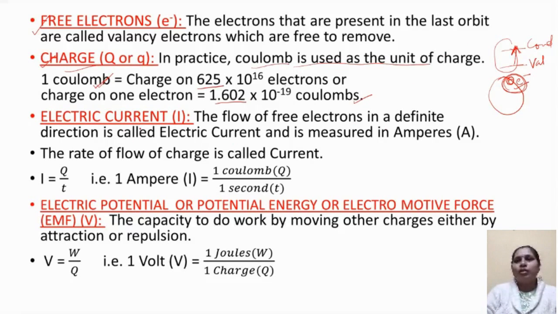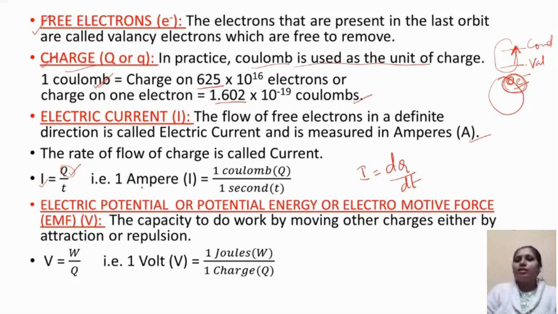Next, electric current. What is electric current? Electric current is nothing but the movement of electrons. The flow of free electrons in a definite direction is called electric current and is measured in amperes. Or you can also define electric current as the rate of flow of charge, that is, the time variation of charge is known as current. Here I am representing it as I. I is the representation of current, which is equal to the rate of flow of charge, or you can write I equals dq by dt.